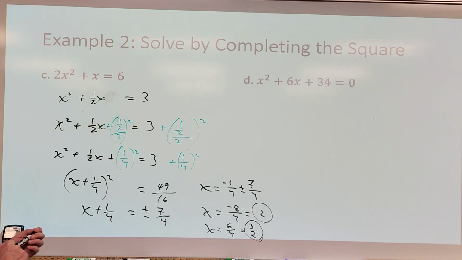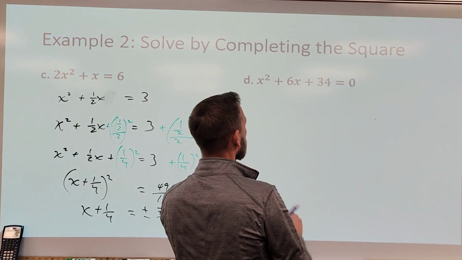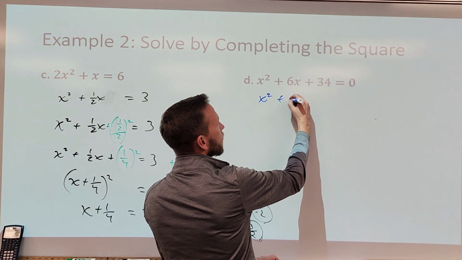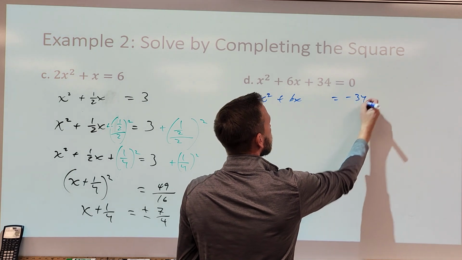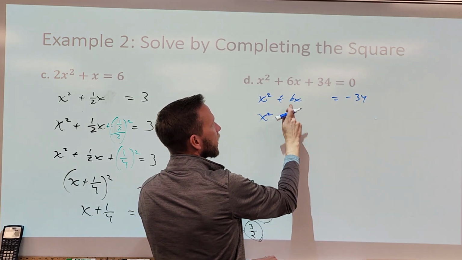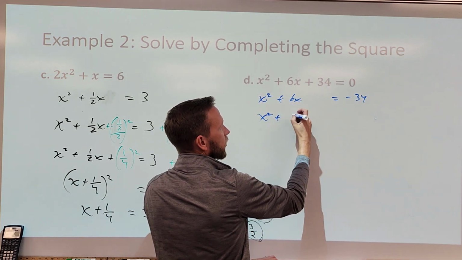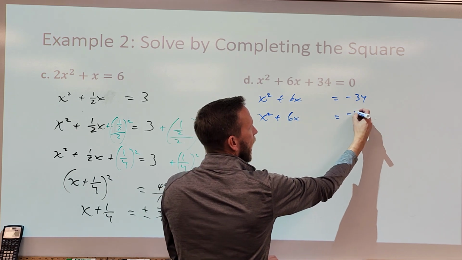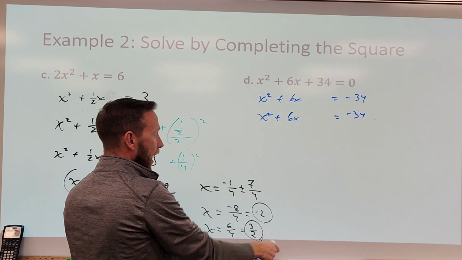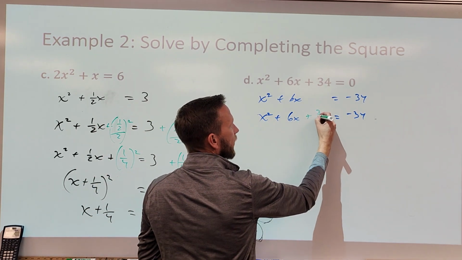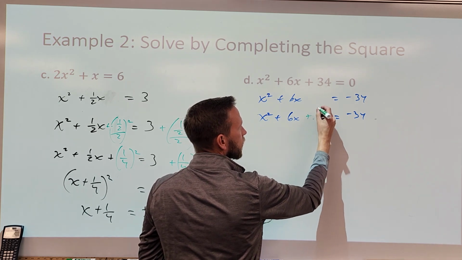Let's go ahead and try the next one. All right, I'm still moving, I'm doing all this work here. x squared plus 6x equals negative 34. We are going to take half of this, and that's what we're going to add on both sides. I'm going to add half of 6 squared.